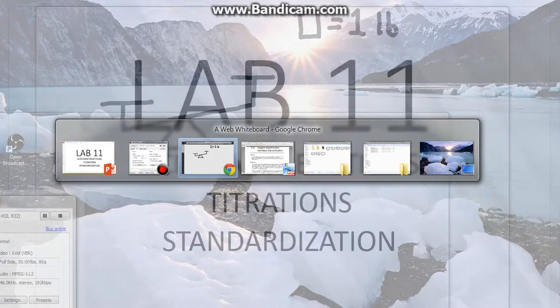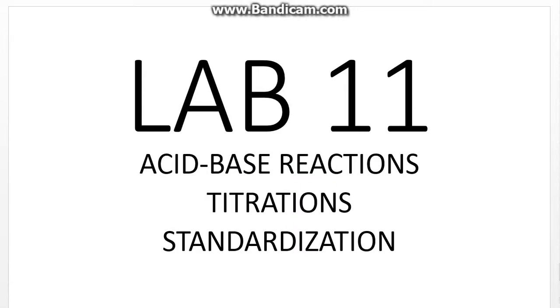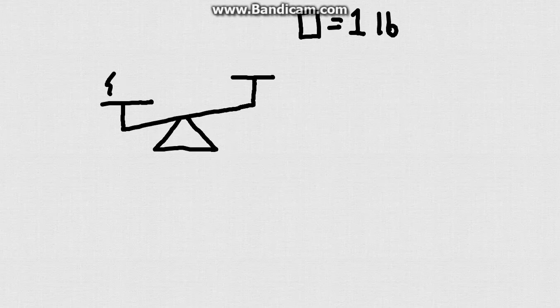Okay guys, so Lab 10 is all about standardization of an acid-base reaction, titrations, etc. So the first part that I want to do is tell you guys what standardization means, because a lot of you had a little bit of a problem with that. So let's think of an analogy.